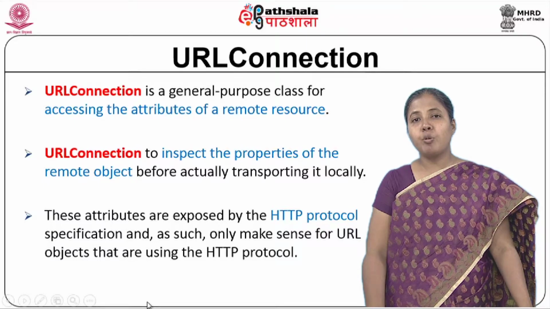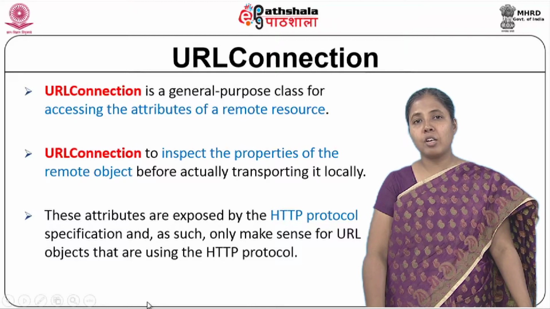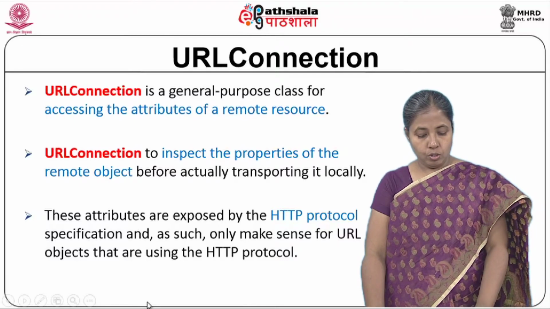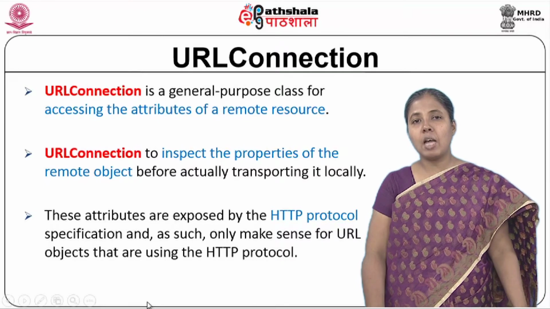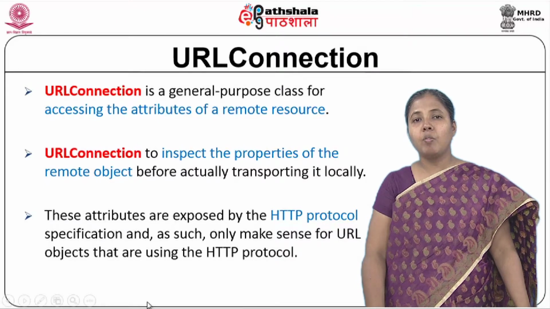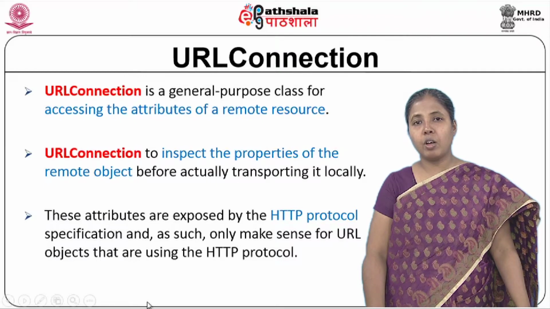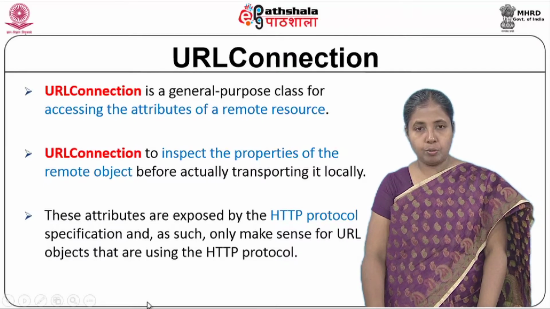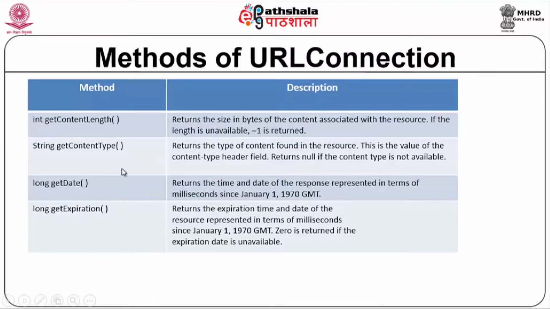These attributes are exposed by the HTTP protocol specification, and it only makes sense for URL objects that are using this HTTP protocol. So, in order to access the attributes or to inspect the properties of the remote object, we need to understand the class called URLConnection. Now, let us see what methods are supported in the URLConnection class.